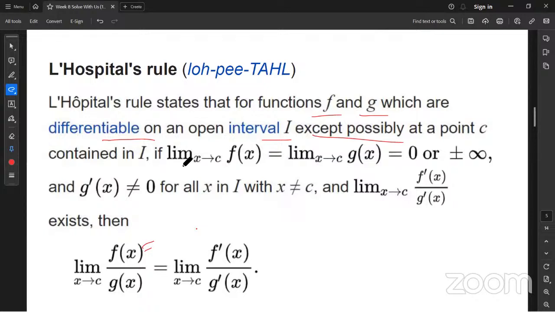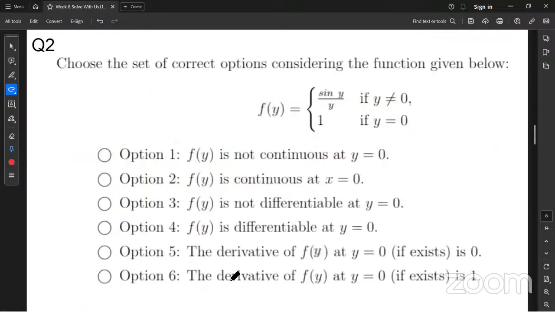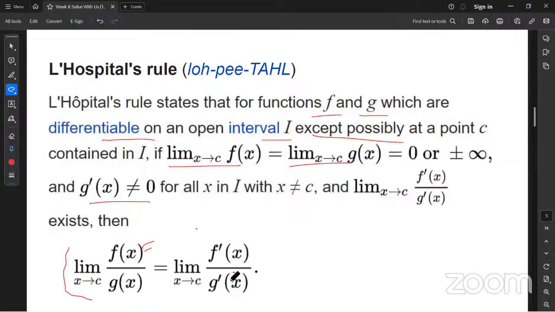And the limit of f and g is going towards 0 or plus minus infinity, and g prime x is not equal to 0, also g x is not equal to 0. If this kind of thing happens, then the limit as x goes towards some point of f x by g x will equal the limit of f prime x by g prime x. This is the L'Hospital rule. You can easily see, it is easy, not so tough.